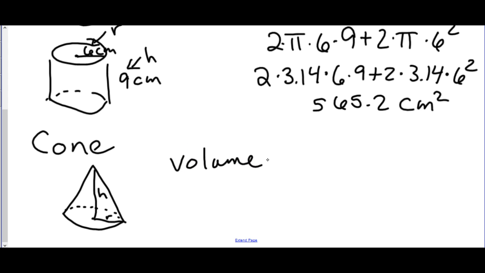The volume of a cone is similar to how a pyramid was related to a prism. It's 1/3 times the volume of a cylinder. So 1/3 times pi times r squared times h. So then the last formula would be for a sphere.